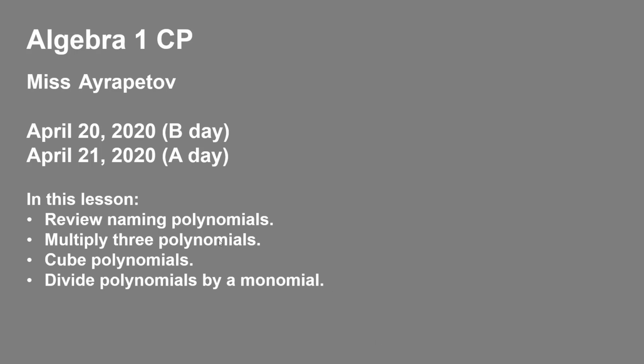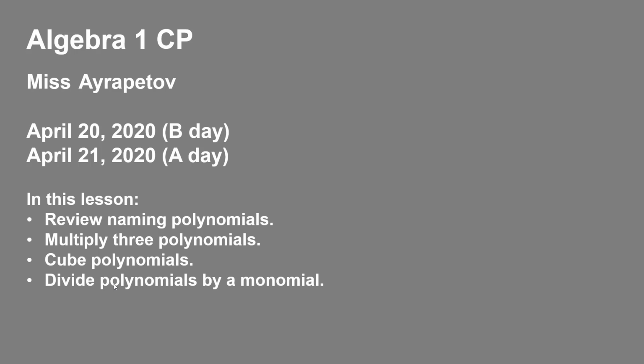In this lesson, we're continuing our work with polynomials. Actually, we're going to be working with them for the rest of the year. They are mathematical objects that have some of the properties that numbers do. So we'll begin by reviewing what polynomials are and how to name them. Then we talked about multiplying and squaring polynomials. We're going to review multiplying three polynomials. We're going to cube polynomials, which means raise them to the power of 3.